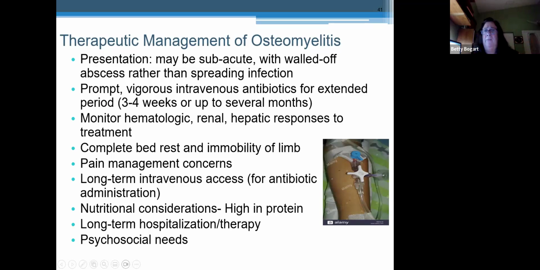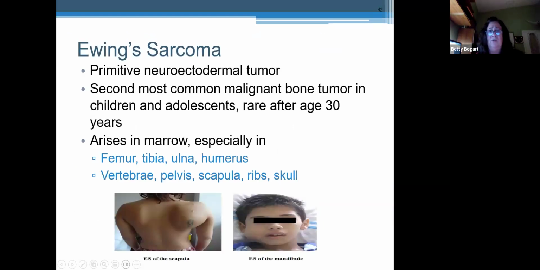They need to be followed up. We do peaks and troughs, remember, because we want to protect the kidneys and protect against ototoxicity and hearing loss in these children. Also, with osteomyelitis, we want to put these children on bed rest, relax the area, take care of whatever pain, and then again, nutrition, nutrition. With any infection, you need to feed them, you need to give them good nutrition.